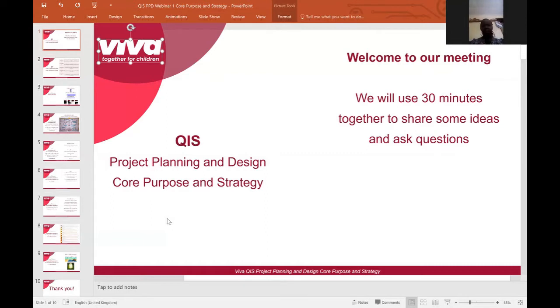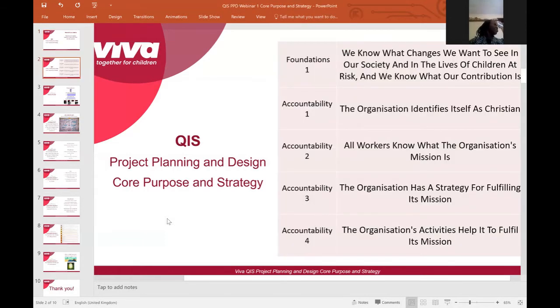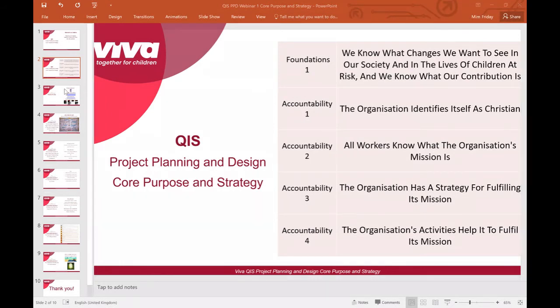Okay, so this one, core purpose and strategy, is the first aim in the project planning and design module, and it has four accountability standards that go with it. So we're just going to whiz through each of those and see what it looks like and give some ideas.